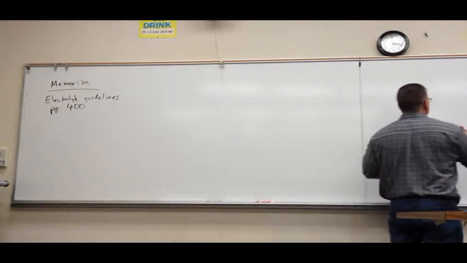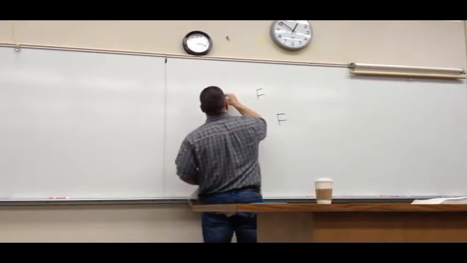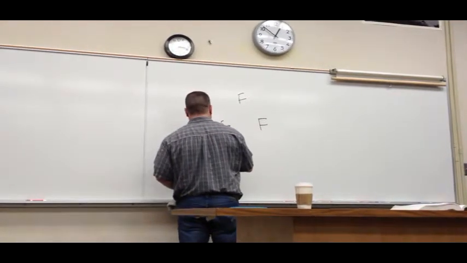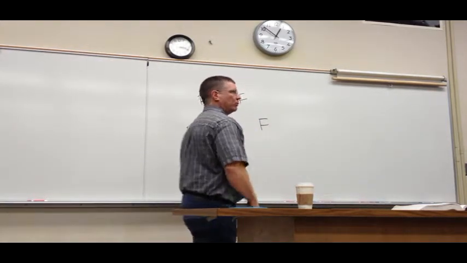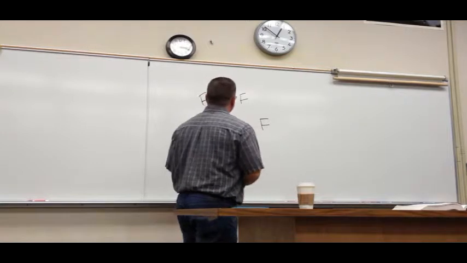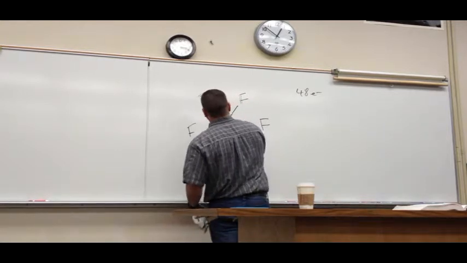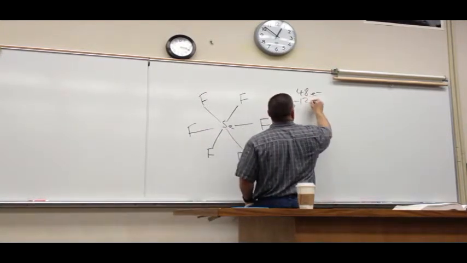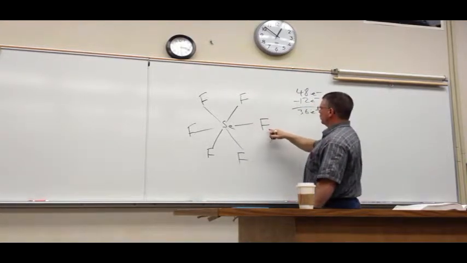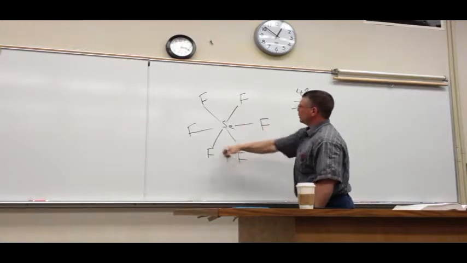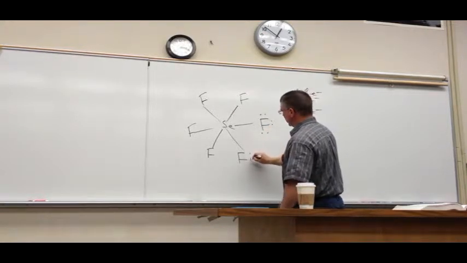This is selenium hexafluoride. Selenium has 6 valence electrons, each fluorine has 7. That's 48 total. Minus 2, 4, 6, 8, 10, 12. Each fluorine needs 6 more. This is 6, 12, 18, 24, 30, 36. That's what we have, the bonding groups right there, and the lone pairs with the angles and everything.